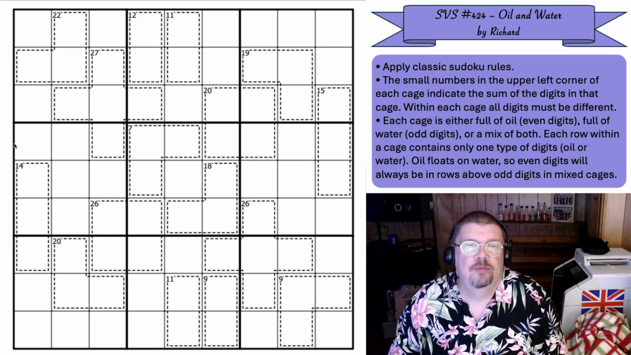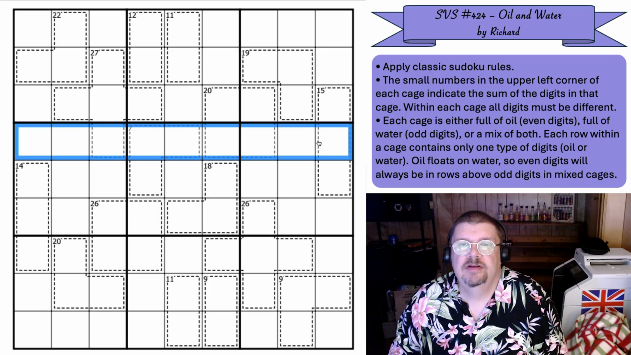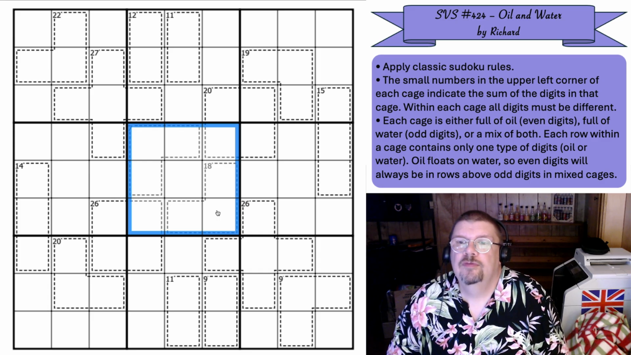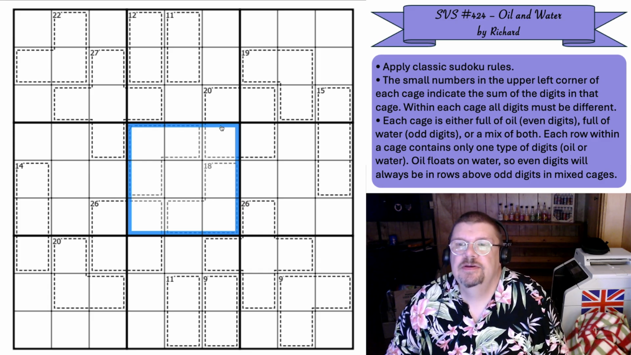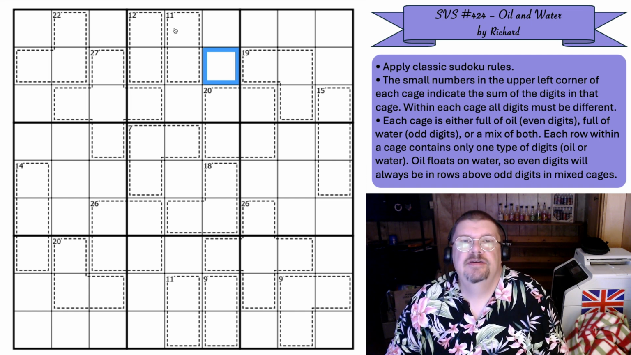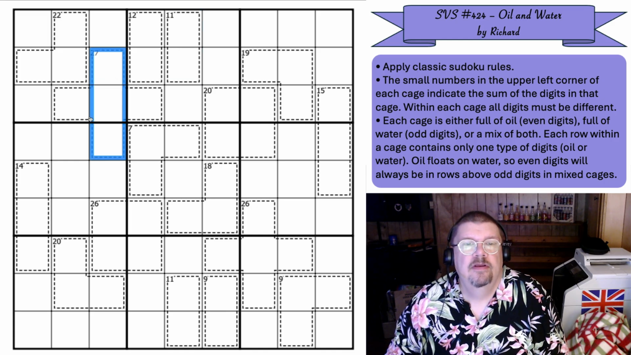Okay, apply classic Sudoku rules. So we're going to place the digits 1 to 9 once each in every row, every column, and every box. The small numbers in the upper left corner of each cage indicate the sum of the digits in that cage. Within each cage, all digits must be different. Okay, so those two digits are going to sum to 11. Those 5 digits will sum to 27, and this digit is not allowed to be the same as this digit.